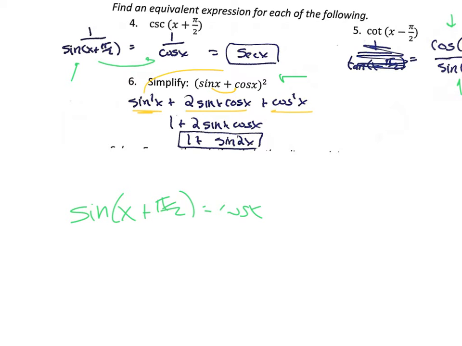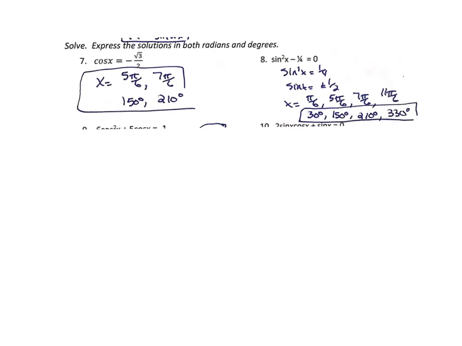Now here's what you've got to remember: sine squared and cosine squared, that's on your sheet. Sine squared plus cosine squared is always 1. Plus 2 sine x cosine x. Now if you look for 2 sine x cosine x on your identity page, you will see that's really sine 2x. So my final answer, as simple as I can get it, is 1 plus sine 2x.